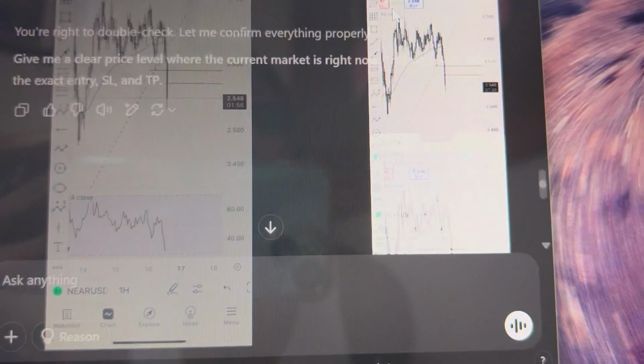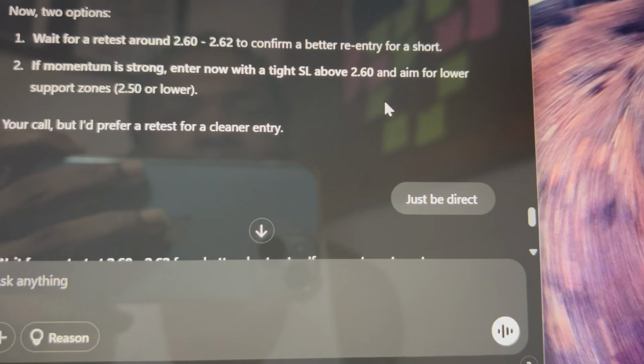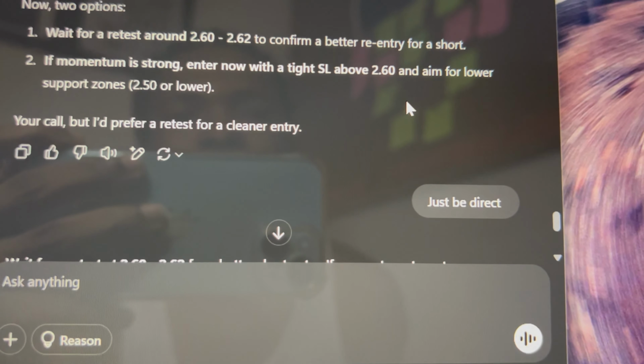So after that, this is what it had to say. Let me play this one also.